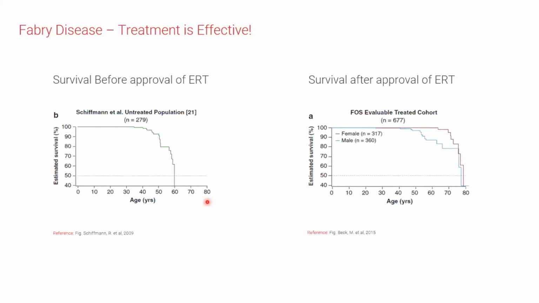Just have a look at those sketches here. Again, a survival curve of a Fabry population before the approval of the ERT. It's a different population, and the median survival in this population was 60 years. Here you have a Fabry cohort, females and males. Just concentrate on the males. After approval of the ERT, males had a median survival of 77 years. So with ERT, you get a prolongation of the survival by 17 years, which is a very, very good quality of life.